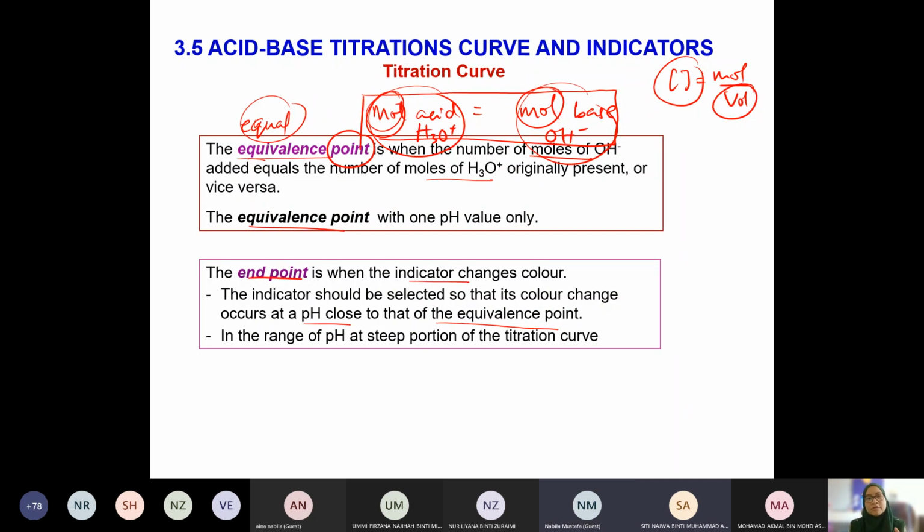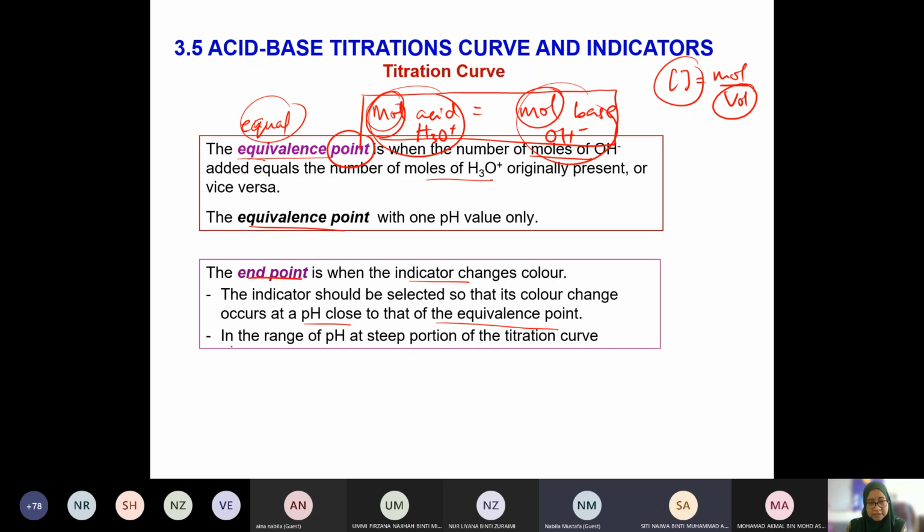Okay, tapi it allows us to predict when to stop titrating. Okay, kalau tak, you imagine kita tak letak indikator. Berjanggut tunggu bila nak stop titration ni. Okay, sebab kita tak ada based on color ke apa kan, kita keep on titrating sampai bila nak titrate. That's why we need to have this indicator. So it gives us the endpoint. Okay, so the endpoint is when the indicator changes color.